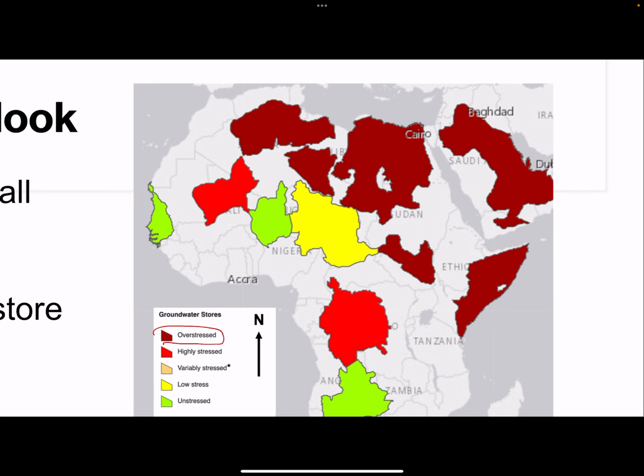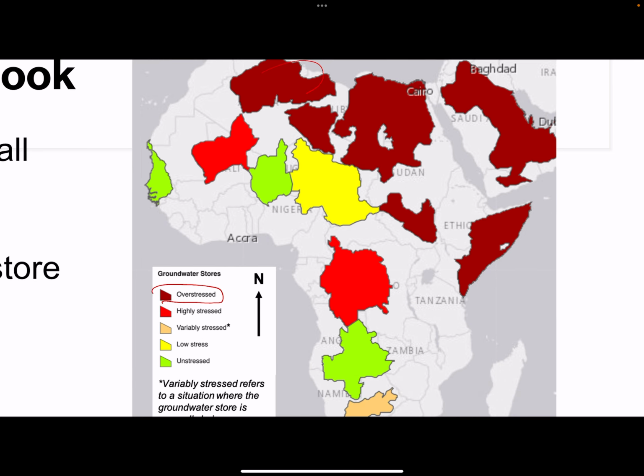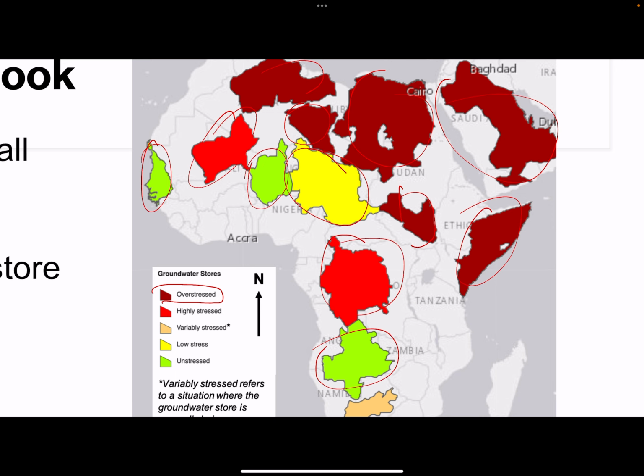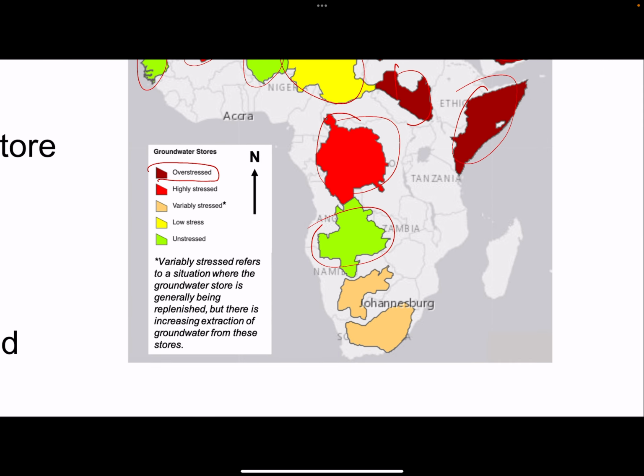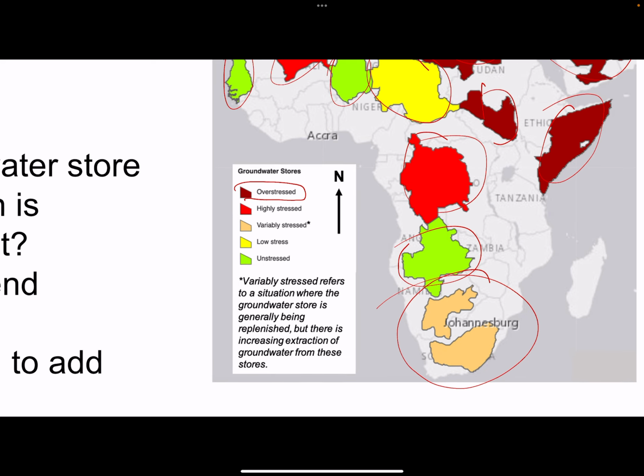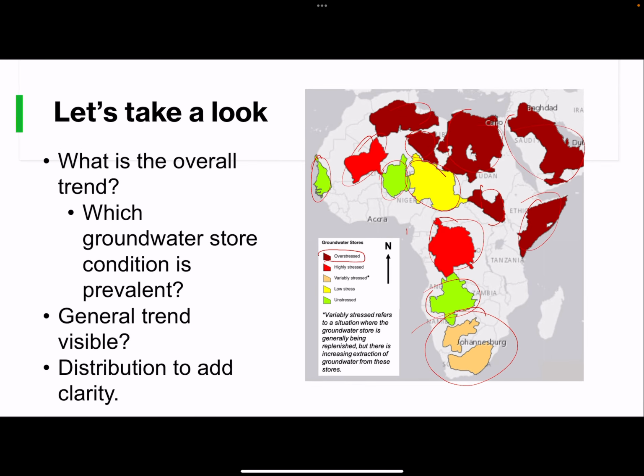They are actually all these parts here. So you have 1, 2, 3, 4, 5, 6 regions that are the overstressed component. Similarly, you do see things like low stress, and some that are unstressed. Three that are unstressed. Highly stressed, you have two general areas quite spread apart, so it doesn't seem to be very systematic. But if you look at this area here, the variably stressed is actually concentrated at the southern part. How do I know this is south? Because they give us a north arrow here.